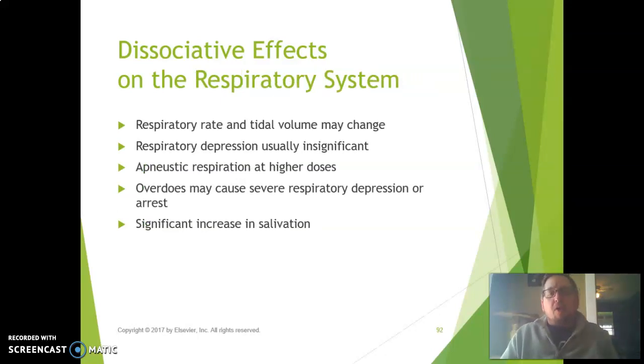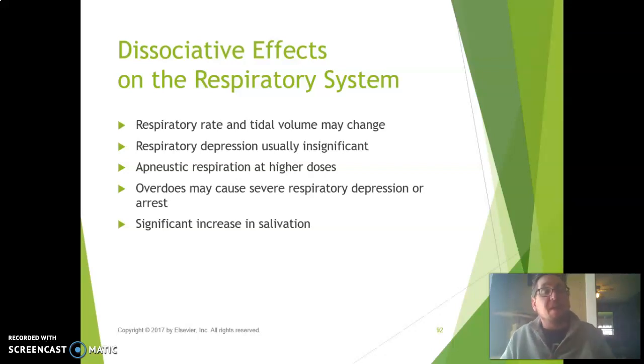Respiratory and tidal volumes may change. And the respiratory depression is usually insignificant. The animal can develop what's called an apneustic respiration at higher doses, and essentially what this means is they hold their breath. So they'll take a breath and they'll hold that breath at the top of the respiration. It's almost like they forget to breathe out. That's the best way I can describe it.